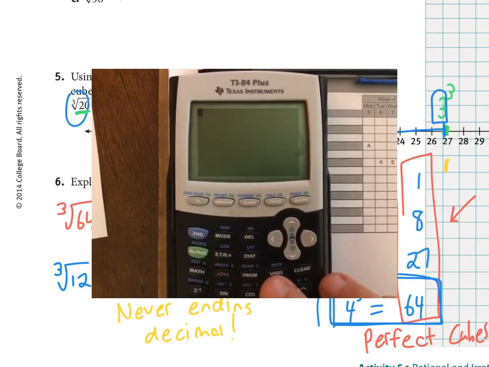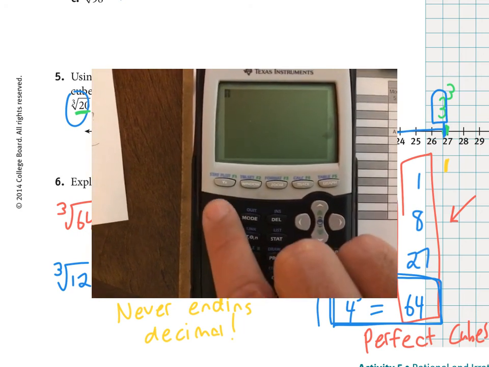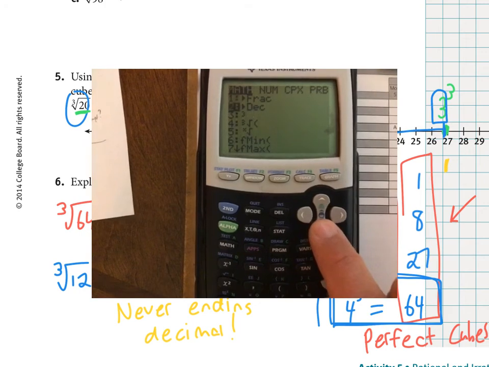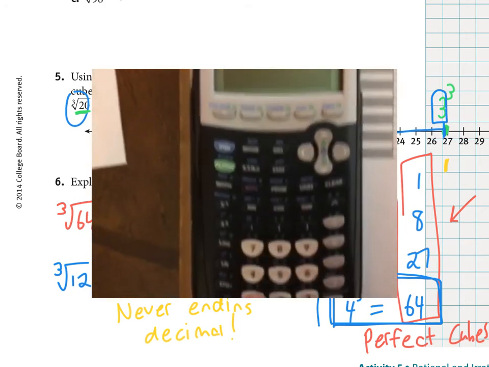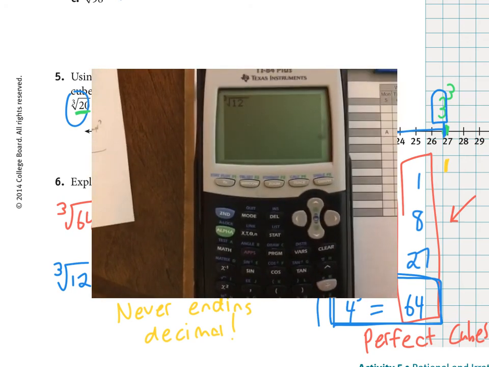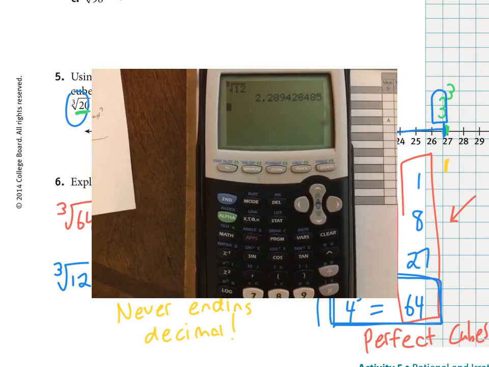Okay, and I just want to show real quick on these how to get the cube root. So I'm going into math, and that's where you'll see the cube power and the cube root. So I was doing the cube root of 12. Pressing enter, and that was how I was able to get the cube root of a value using the calculator.